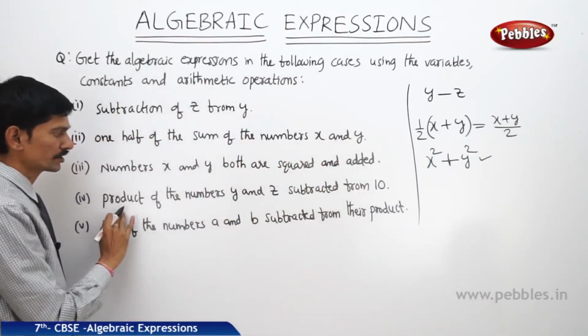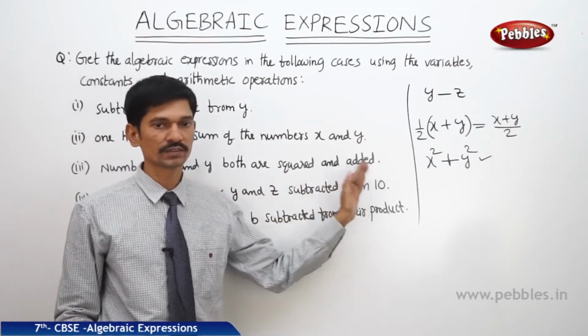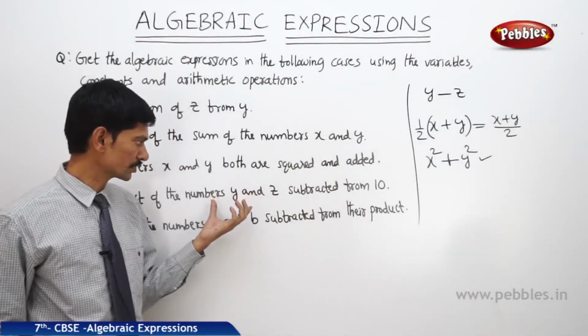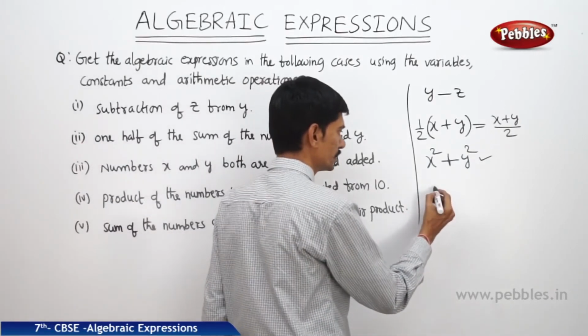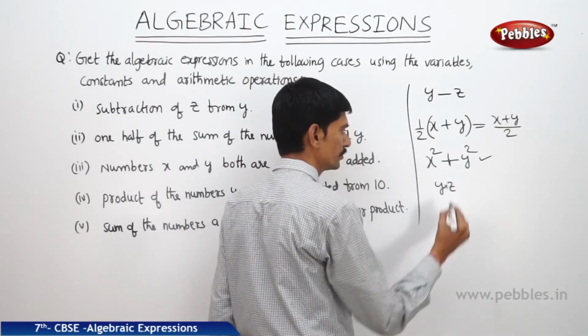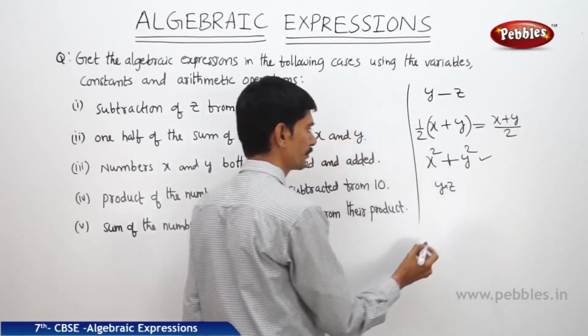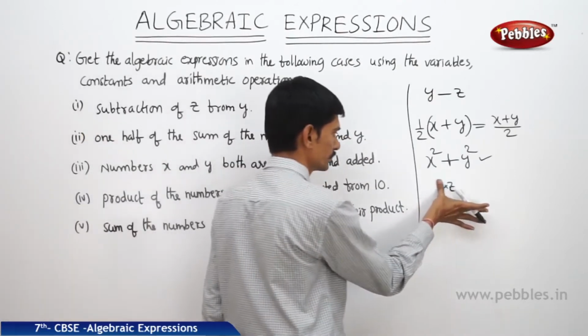Next, product of the numbers y and z subtracted from 10. First you will find the product of the numbers y and z. The product of the numbers y and z is denoted by yz, or we can say y into z. So this is subtracted from 10. So first you will write 10.